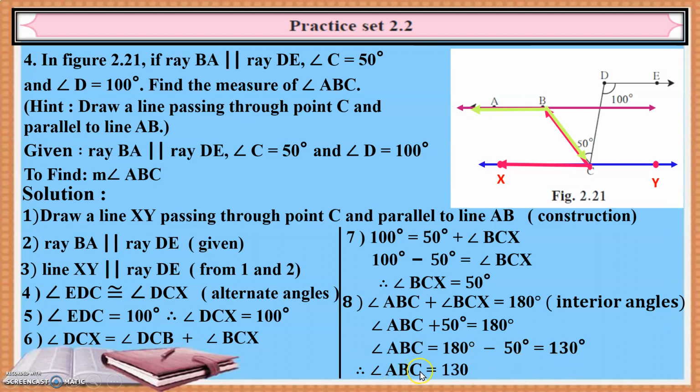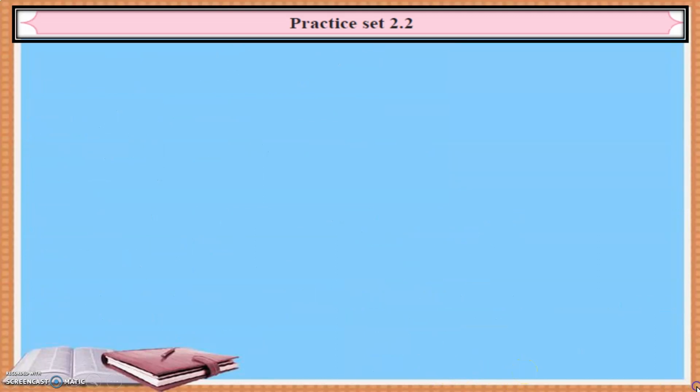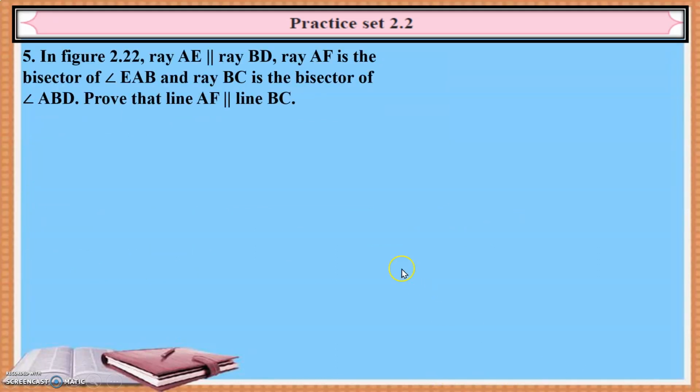Therefore we can say that angle ABC is equal to 130 degrees. Let's take the next question. The fifth question. In figure 2.2, ray AE is parallel to ray BD and AF is the bisector of angle EAB and ray BC is the bisector of angle ABD. Prove that line AF is parallel to line BC.